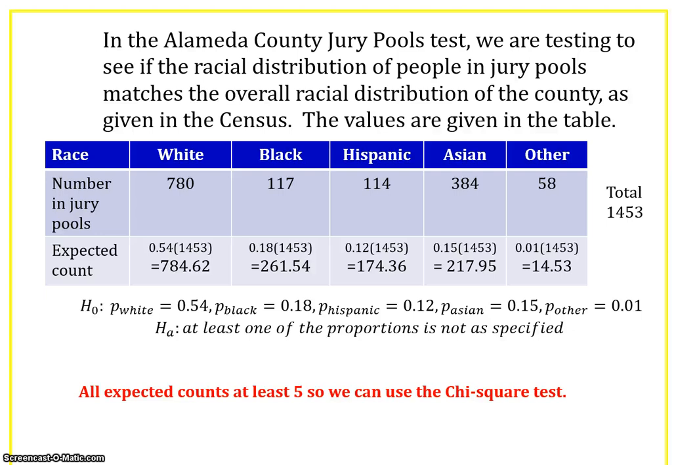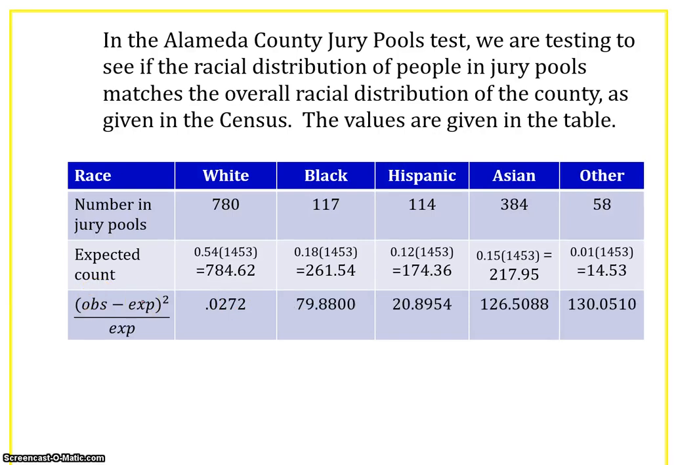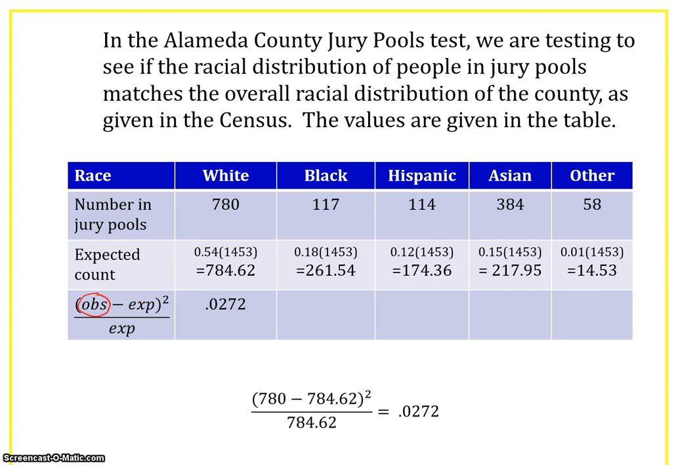Note that all of the expected counts are at least 5, so we can use the chi-square test. So the next thing we want to do is calculate the chi-square test statistic. To do this, for each of the race categories, I'm going to take the observed count minus the expected count, square that, and then divide by the expected.